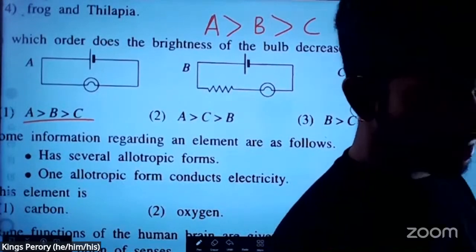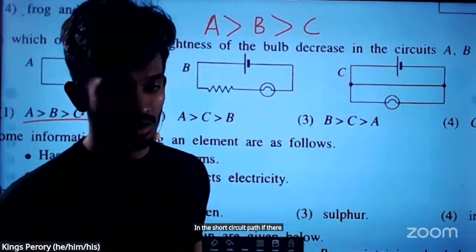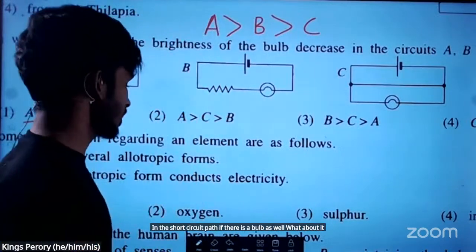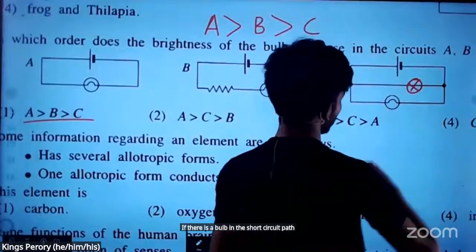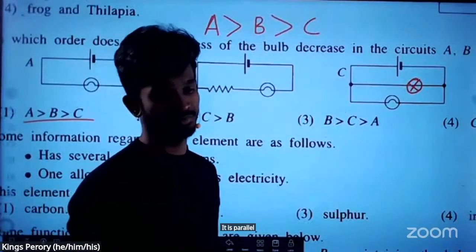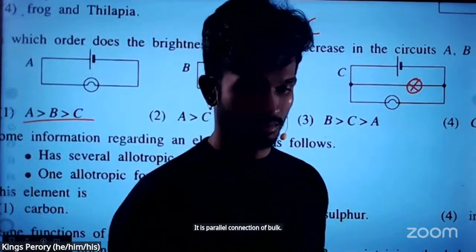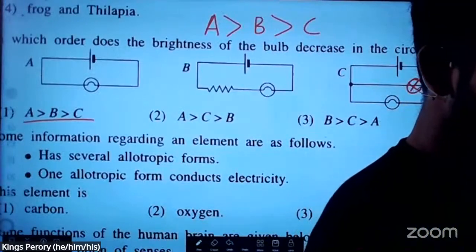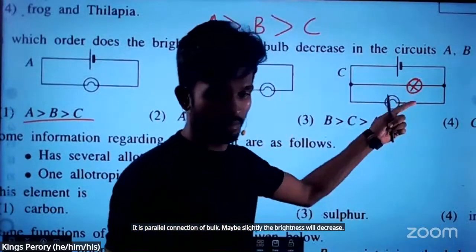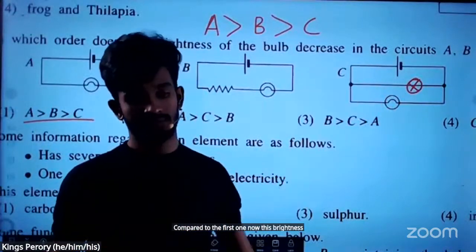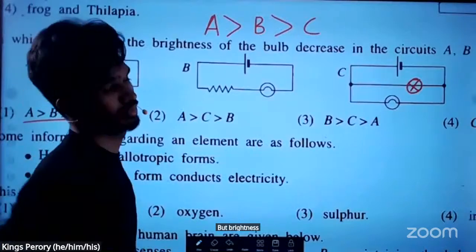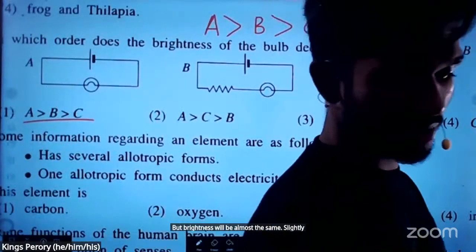So in the short circuit path, if there is a bulb as well, what about it? Then that is not a short circuit. If there is a bulb in the short circuit path, it's not a short circuit. It is a parallel connection of the bulb. Maybe the brightness will decrease slightly. Compared to the first one, the brightness will slightly decrease, but it will be almost the same. Only a small decrement.